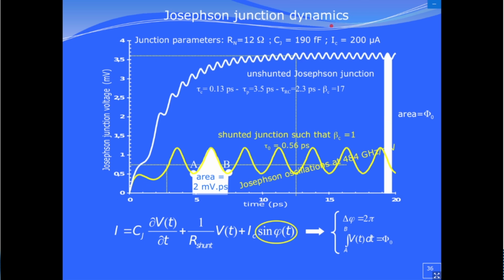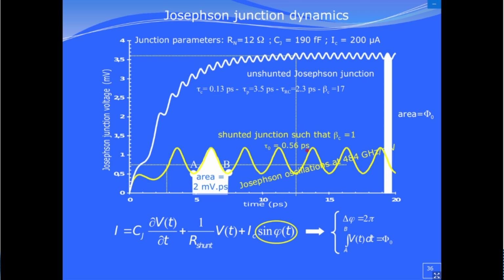And what you see is, of course, I did with sin phi, not just phi. You have, of course, this same curve as before for this one. This is a junction which is not shunted, all right? You have this small oscillation. And when you shunt it with beta C of 1, here beta C was 17, right? With the parameters of my junction. It's a real junction I used. And when I put by the calculation a beta C of 1, this time constant is 0.56 picoseconds, so it's fast, right? 500 gigahertz should go fast.